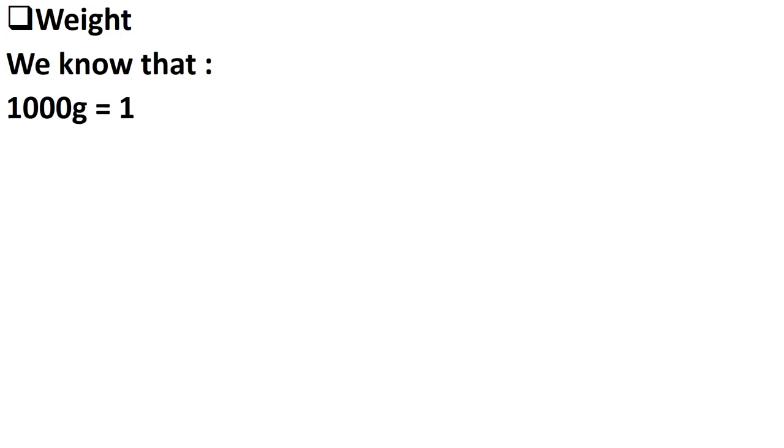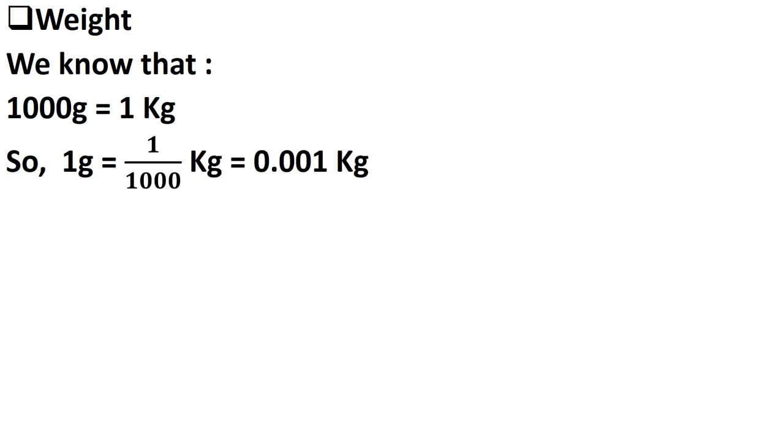Now next is weight. In this also we know that 1000 gram equal to 1 kilogram. So 1 gram equal to 1 upon 1000 kilogram. Write down decimal. It is 0.001 kilogram.